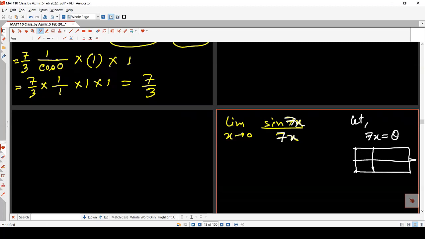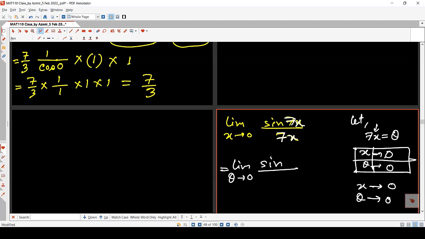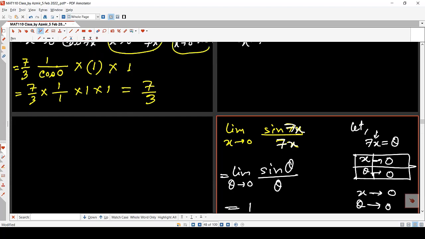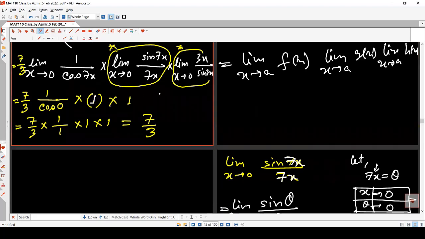Now we considered that 7x equals theta. So if x is 0, what is the value of theta? That is 0. Now think about this one, x is approaching 0, so theta will also approach 0. So that means we can write limit x tends to 0, now theta tends to 0, sine of 7x, that means sine of theta over theta. Now this is 1. So this is how we can write 1 here.